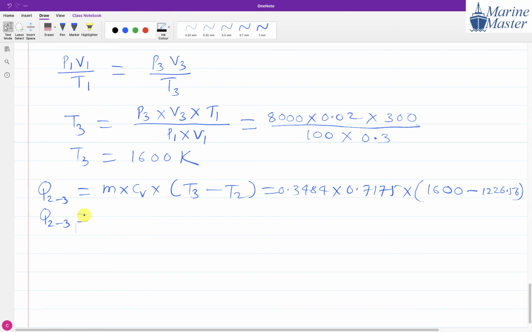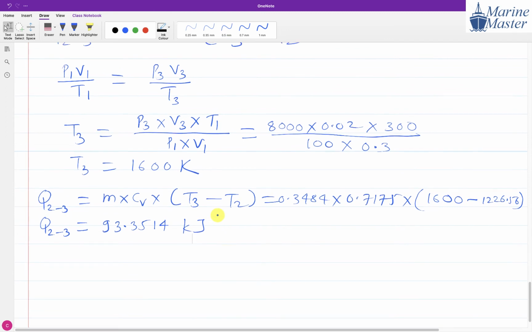Everyone do the calculation with me. 0.3484 into 0.7175 into (1600 minus 1226.56). So Q223 will be 93.3514. The unit will be kilojoule.